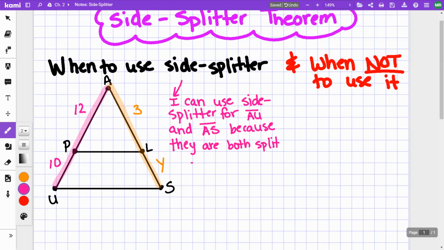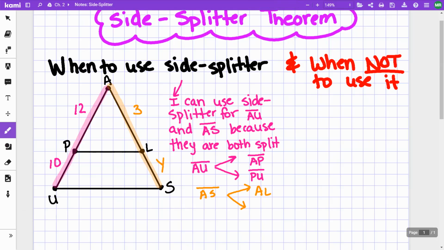So if I'm looking at AU, that is split into two pieces. It's split into AP and PU. If I am looking at AS, that's split into two pieces. It's split into AL and LS. That's when I can use a side splitter.